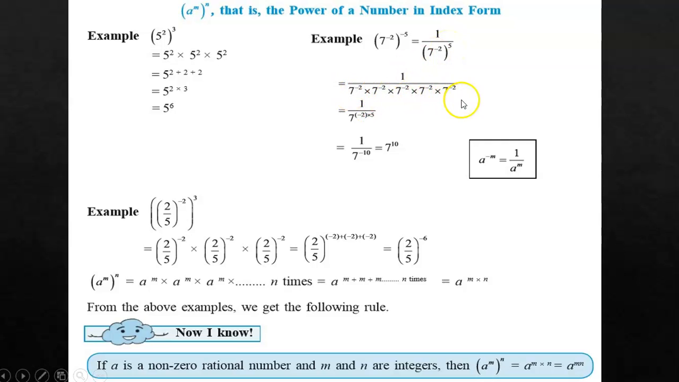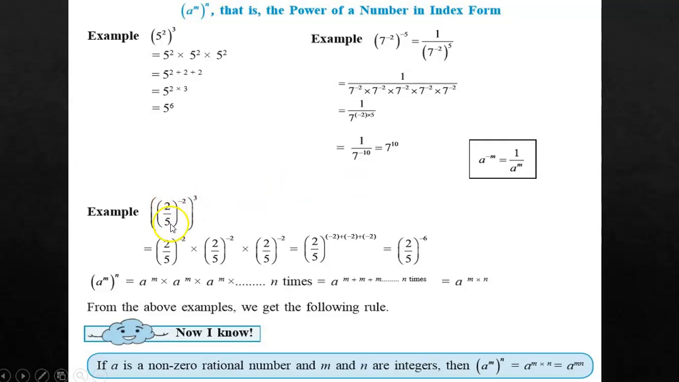Which is how many times? 7 raised to minus 2 is multiplied 5 times. So I have 1 upon 7 raised to minus 2 multiplied by 5, which is 1 upon 7 raised to minus 10. Now, if I bring this in the numerator, my negative sign will go. So that is my final answer, 1 upon 7 raised to 10, using this law. And how did my negative sign vanish? I used the law of reciprocal, or the law of multiplicative inverse.